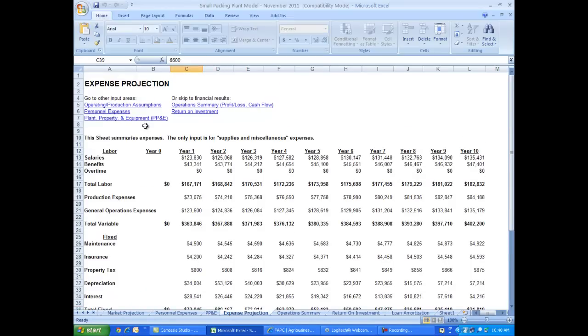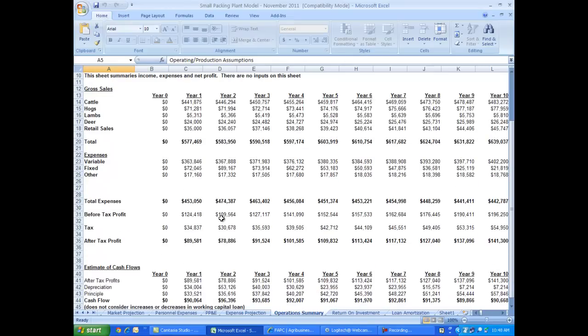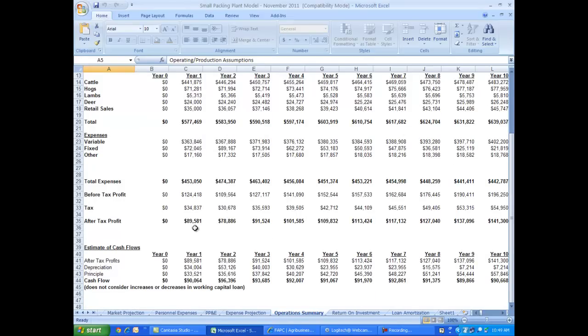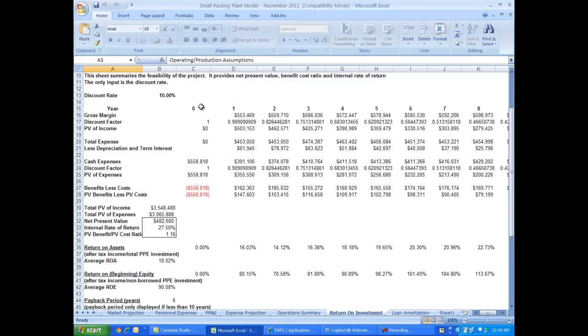Now, after we've entered everything we have for revenue generation and every expense across a wide variety of expenses, we can skip to the operation summary, which estimates before and after-tax profits or losses for each of the 10 years, including year 0, because we have some startup expenses possible in year 0. It also estimates annual cash flow. So it takes the after-tax profits, adds back in depreciation, subtracts out the principal payment of the loan, and gives you a rough estimate of annual cash flow. Nothing gets entered on this particular sheet, but all of the information generated for profits, losses, and cash flows is utilized on the return on investment sheet.